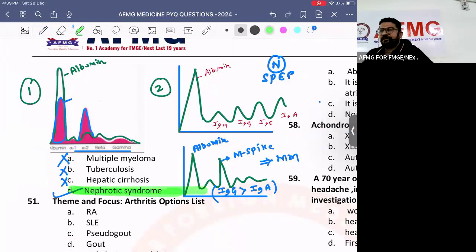Am I clear? So आपको SPEP का क्वेश्चन में ये तीन पैटर्न याद रखने. यू हैव टू नो दिस थ्री पैटर्न. एल्बुमिन कम हो रहा है, नेफ्रोटिक. एम स्पाइक आ रही है, मल्टीपल माइलोमा. और समटाइम दे कैन आस्क यू नॉर्मल SPEP.